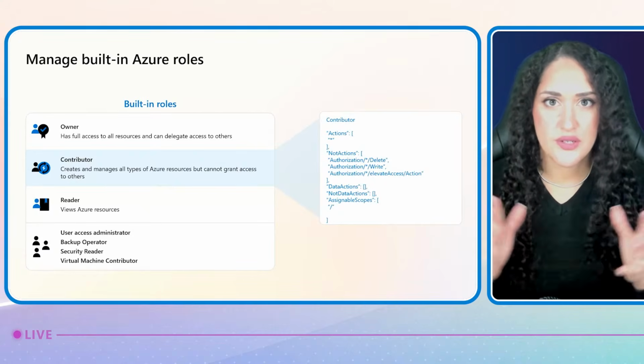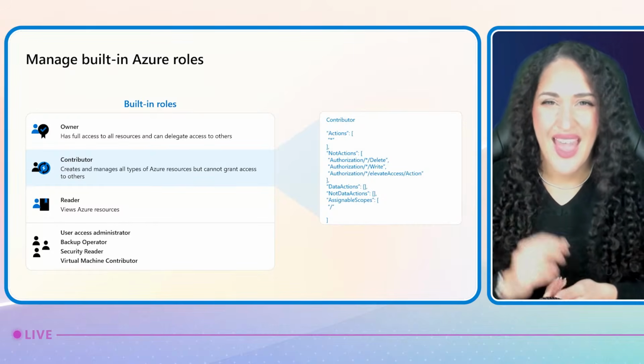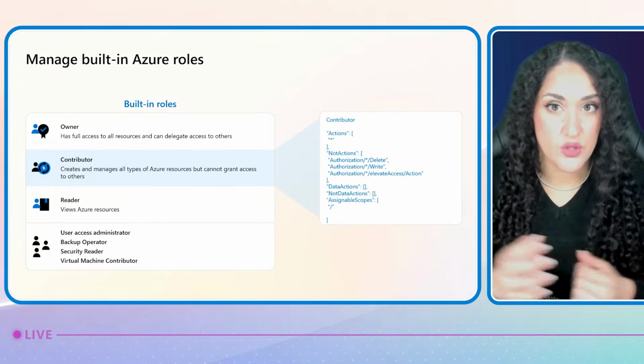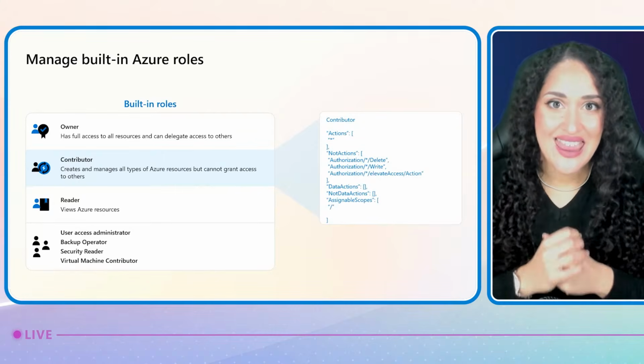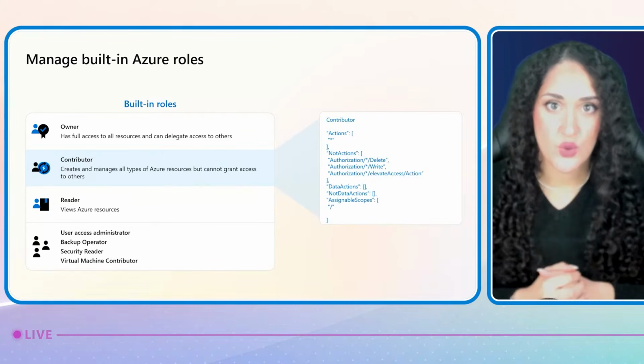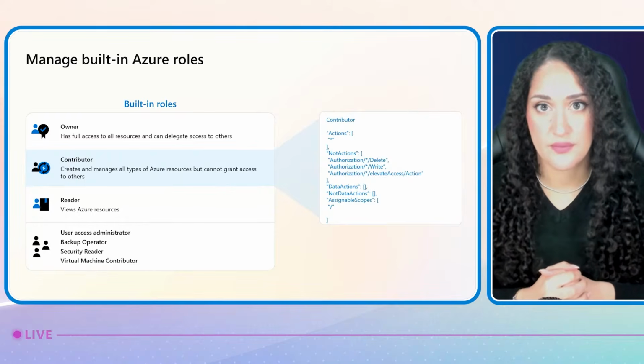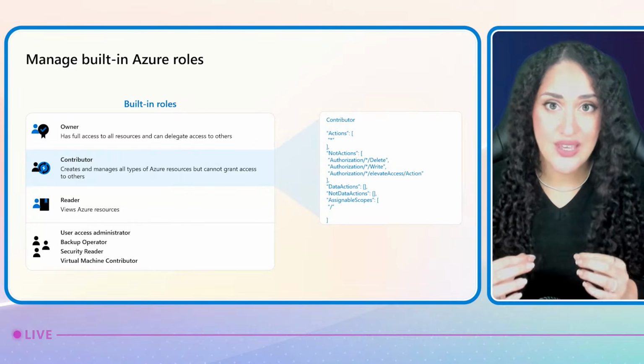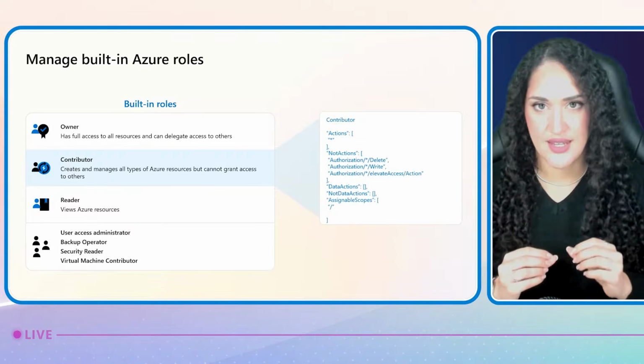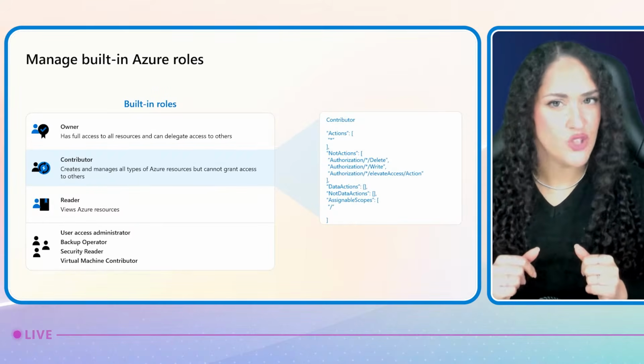When multiple roles are assigned, permissions combine and are also inherited from different scopes. Always think least privilege when answering exam questions about role assignments. Each user should only have exactly the permissions they need to do their job. No more, no less.